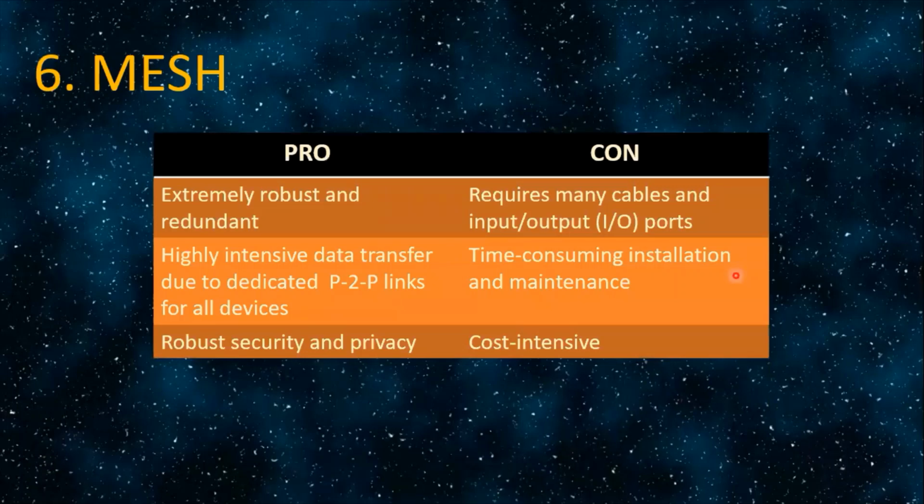The pros of a mesh topology are that it is extremely robust and redundant, has highly intensive data transfer due to dedicated point-to-point links for all devices, and it has robust security and privacy. The cons are that it requires many cables and input-output ports. It has time-consuming installation and maintenance, and it is cost-intensive.